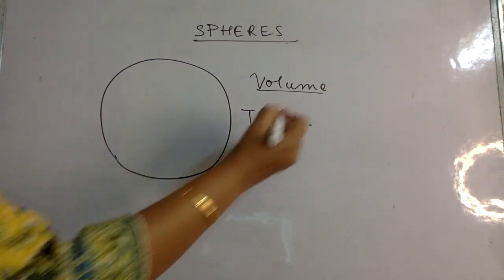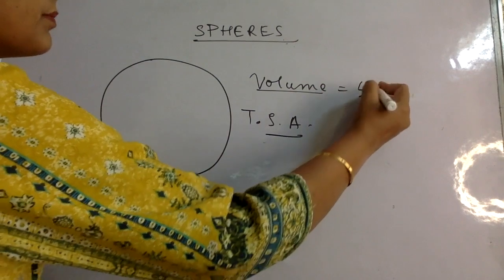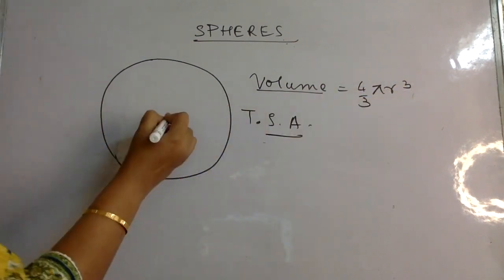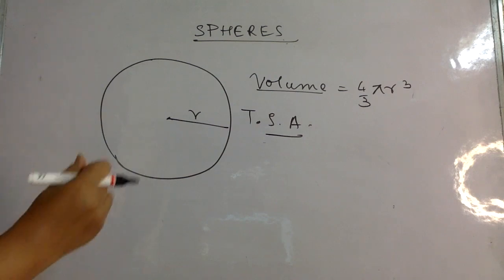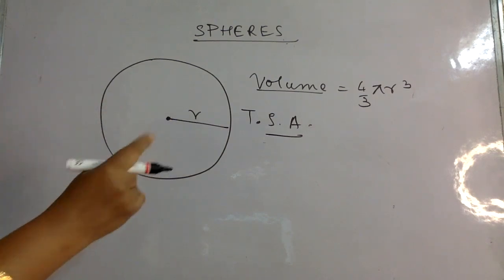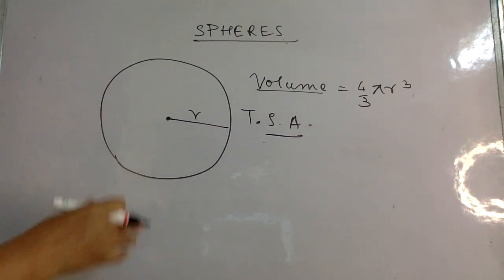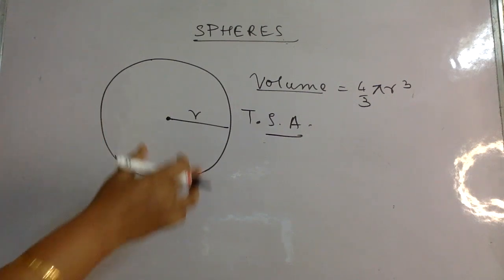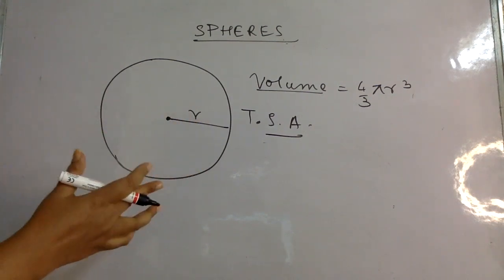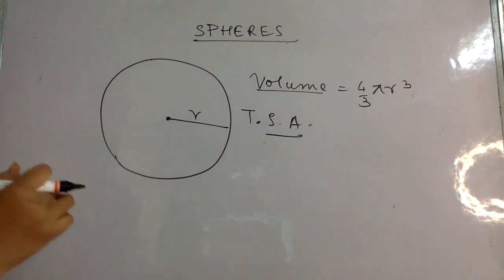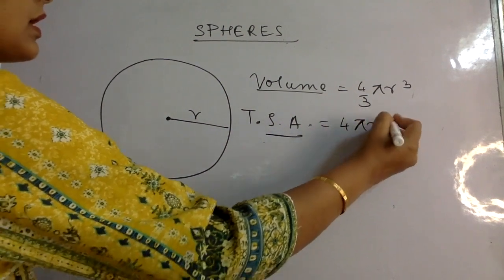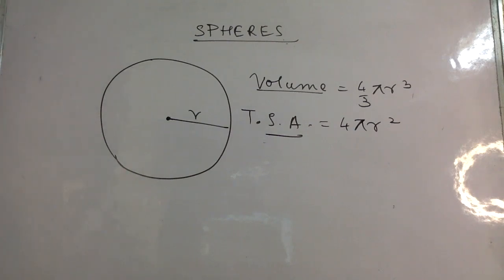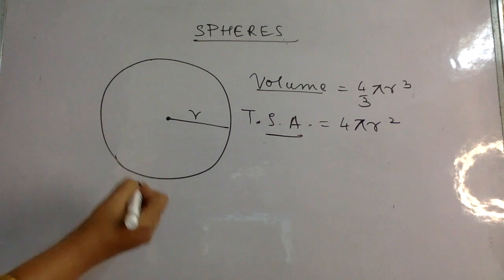The volume of a sphere is 4 by 3 pi r cube. What is r? r is the radius of the sphere. Remember, if we just get the radius of the sphere, we can get any sphere, just like if we know the radius, we can get the circle. So the radius of the sphere is r, therefore the volume is 4/3 pi r cube. Coming to the surface area, it is 4 pi r square. So now we know the surface area of a sphere.